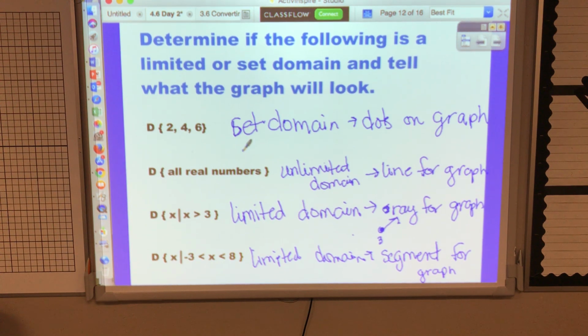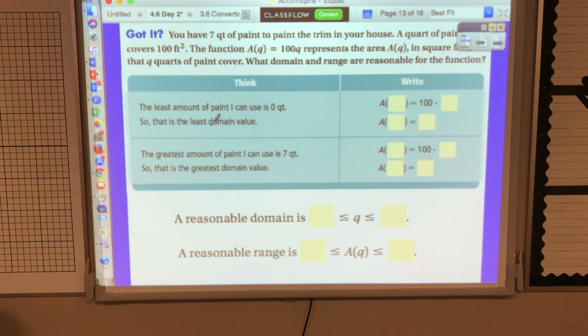Those are the different types of domains you'll see. And so you have to really think still, is our graph going to be a line, an array, or a segment? And again, for word problems and real life situations, most of the time they're either just going to be an array or a segment. So let's look at a real life example of a function.